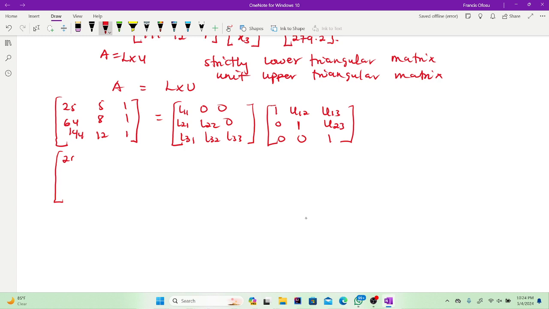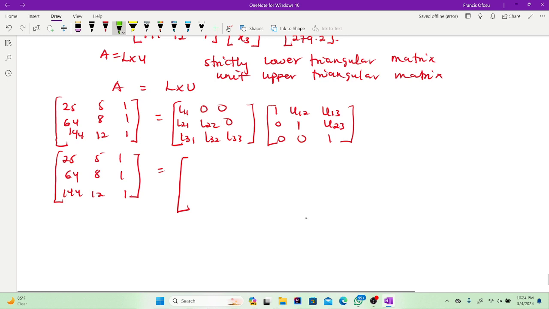You get 25, 5, 1, 64, 8, 1, 144, 12, 1. They should be equal to, on our right hand side, the very first entry, which will be this whole row by our first column. The second entry will be this same row by our second column, and the third entry will be this same row by our third column. Let's see how we do that.